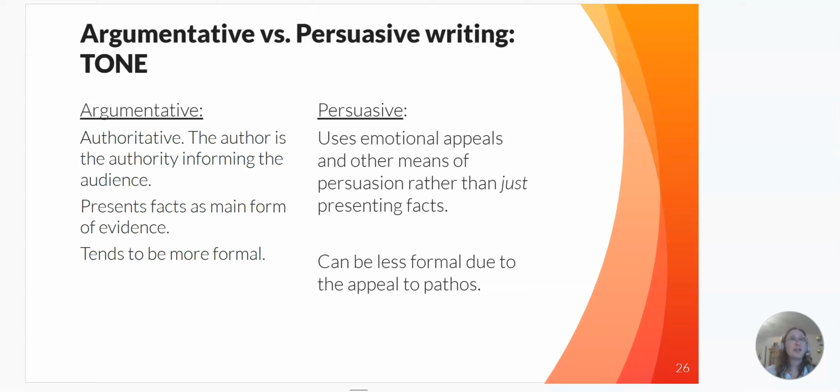Whereas persuasive writing tends to lean more on emotion. So like I said, it appeals to pathos typically, rather than just presenting facts. It can present facts, certainly, but it tends to lean more on emotional appeals. For that reason, it can often be seen as less formal, because if an audience notices we're just leaning on emotion but not factual information, statistics, or sources, that can affect how persuasive you are.